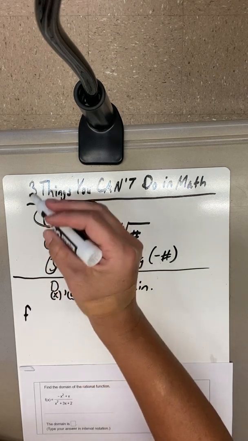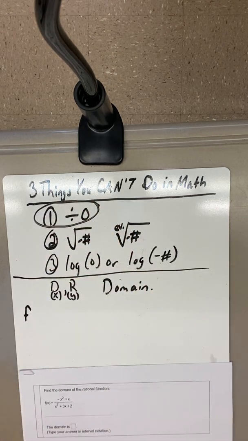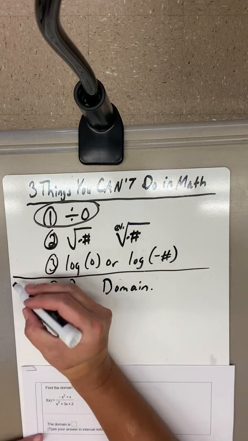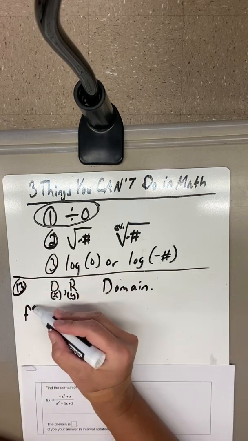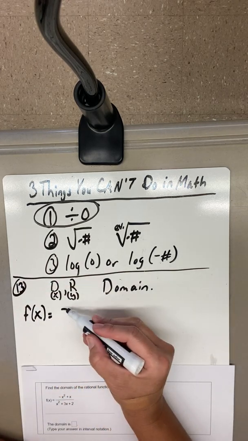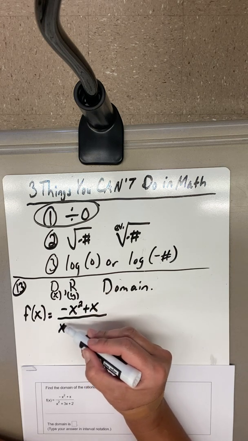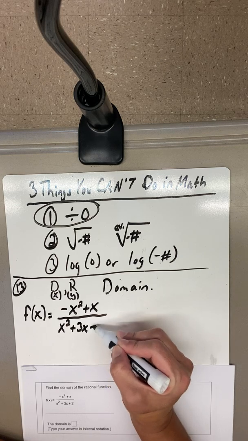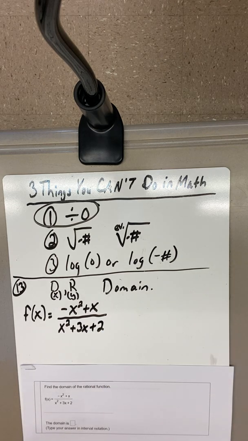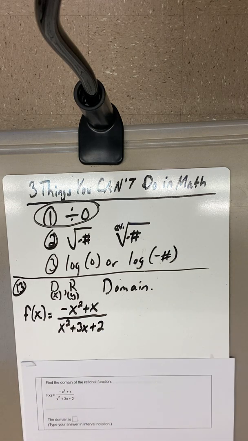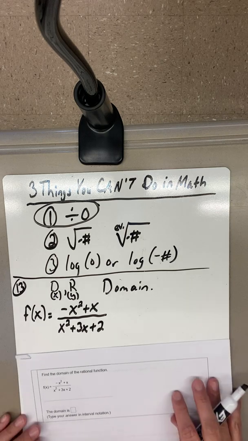F of x, what question was this? Question 13 on my test. F of x equals negative x squared plus x all over x squared plus 3x plus 2. If you had me for pre-cal, we spent a long time on functions like this, doing domain, vertical asymptotes, horizontal asymptotes, and holes in the graph.